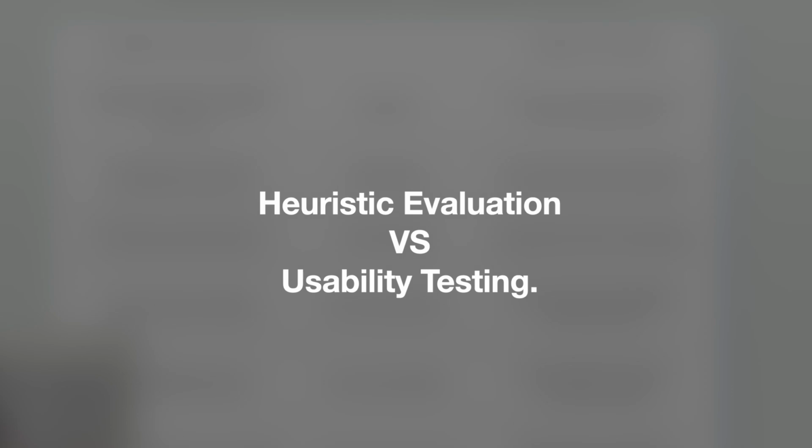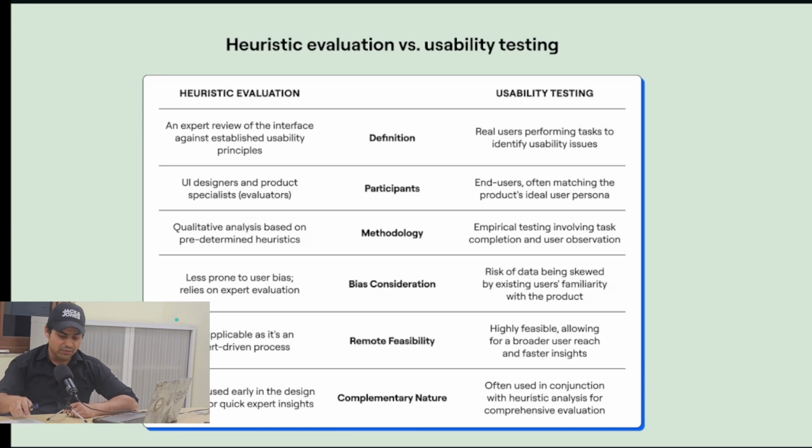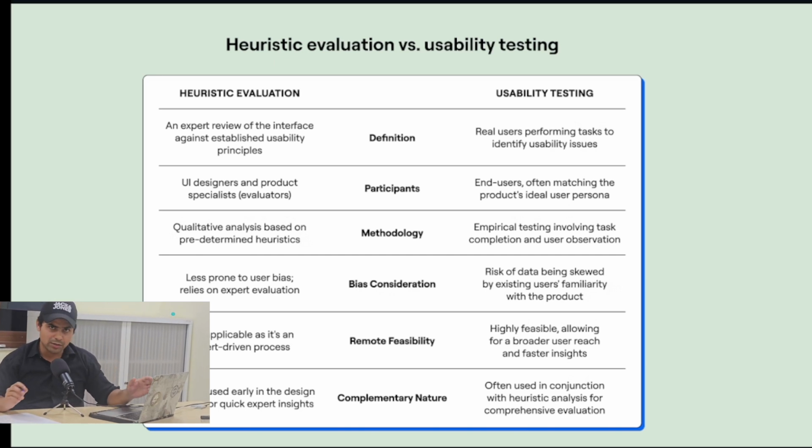The next one is heuristic evaluation and usability testing. The next slide says that you have to tell the difference between heuristic evaluation and usability testing. Here we will consider a few factors: definition, participants, methodologies, bias consideration, remote feasibility and complementary nature. I cannot explain all of this because of the time bound, so I will explain only a few.